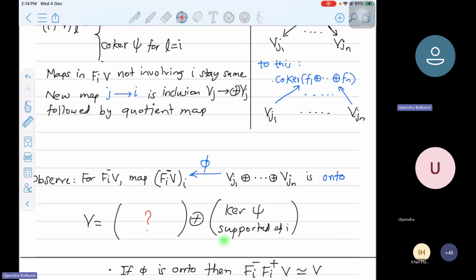That the kernel of the map supported at I is a direct summand, and in exactly the parallel fashion, this is going to be, I apply Fi minus to V and then I apply Fi plus to V. So I will get this as a direct summand. Okay, so any questions on this? Because we are going to leverage everything that we said now into some key observations.